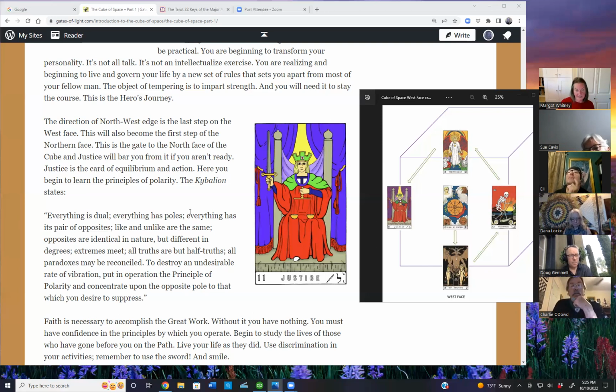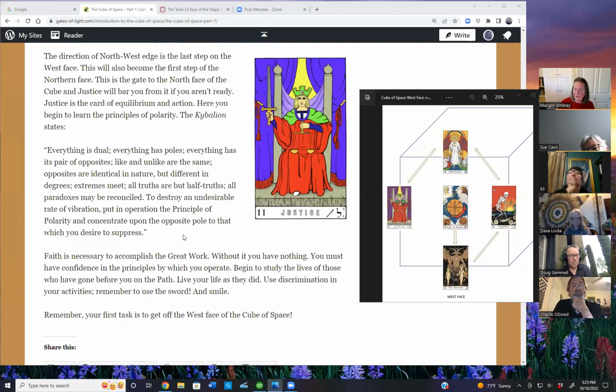The Kabbalion states, it's a great little book: Everything is dual. Everything has poles. Everything has its pair of opposites. Like and unlike are the same. The opposites are identical in nature, but different in degrees. Extremes meet. All truths are but half-truths. All paradoxes may be reconciled. To destroy an undesirable rate of vibration, put in operation the principle of polarity and concentrate upon the opposite pole to that which you desire to suppress.